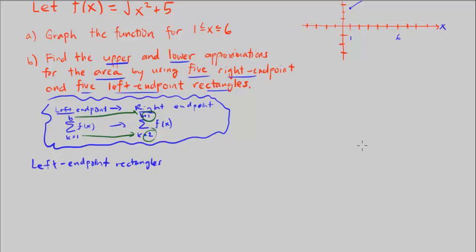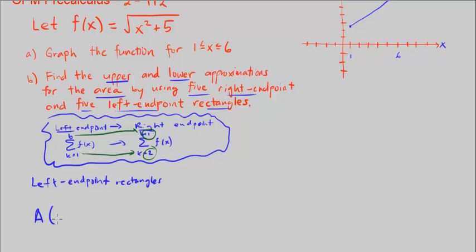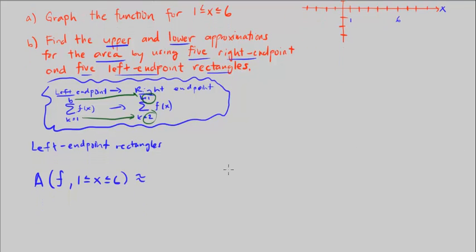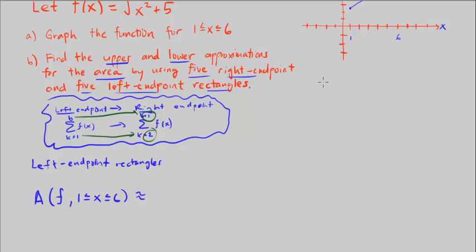All right, so using left endpoint rectangles, I know the area between my function, which is called f of x, and the region 1 is less than or equal to x is less than or equal to 6 is approximately, and here's where I'm going to write that equation. But first of all, this problem doesn't ask me all of the small parts, it's just asking me the big part. So what do I need to do? I need to find the base or the width, right?